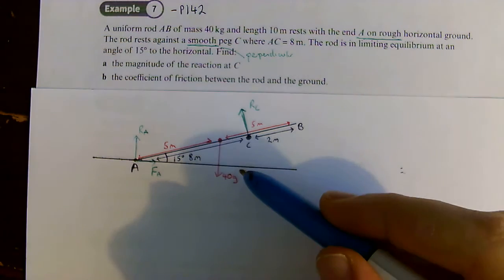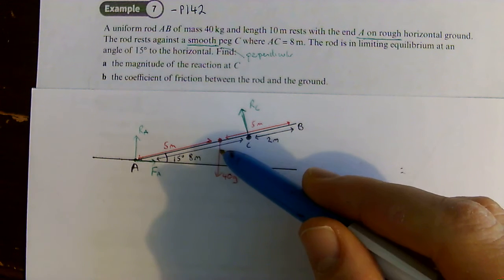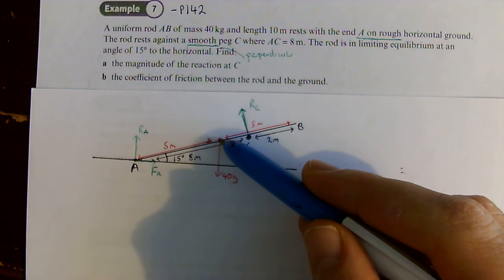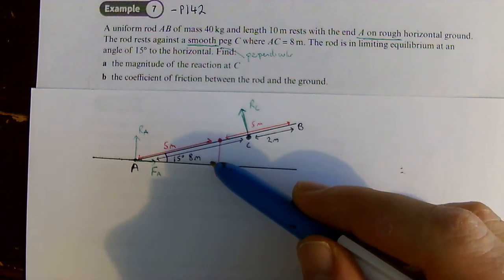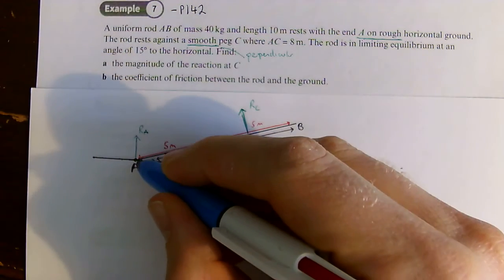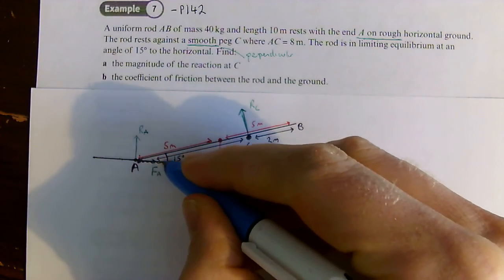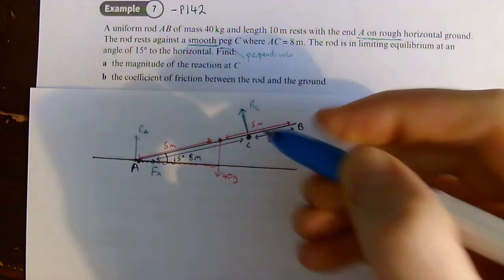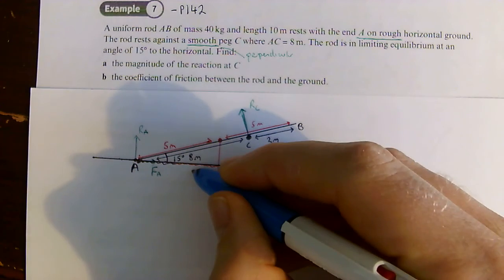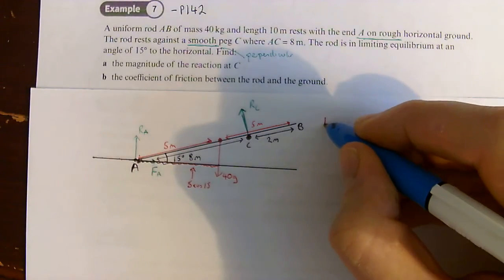If I look at the clockwise moments, the only thing that's causing this to pivot round in a clockwise direction is this 40G force. Now be careful. Remember, the moment exerted by this force is the force times the perpendicular distance to the pivot. I'm just going to mark here in red what that distance looks like. It's this distance along this side of my triangle. Now if this is 15 degrees and this is 5 meters, this distance here is going to be 5 cos 15.